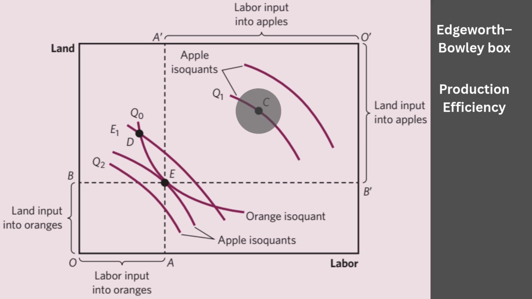Point C lies on a higher apple isoquant Q, but not all resources are being used. That's underutilization. Point D uses all resources but inefficiently, since we could produce more apples without reducing orange output by moving to E. Only at point E is every input fully used and perfectly allocated between both goods.